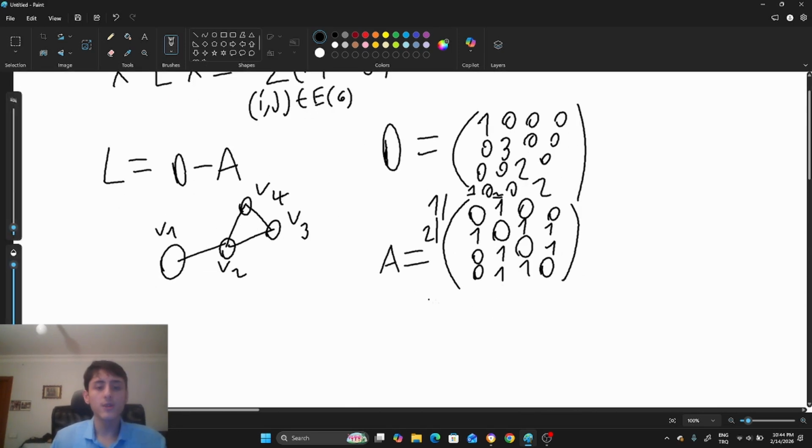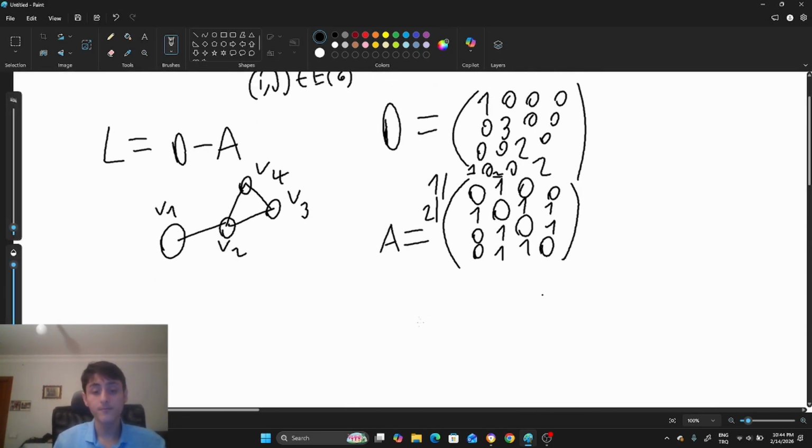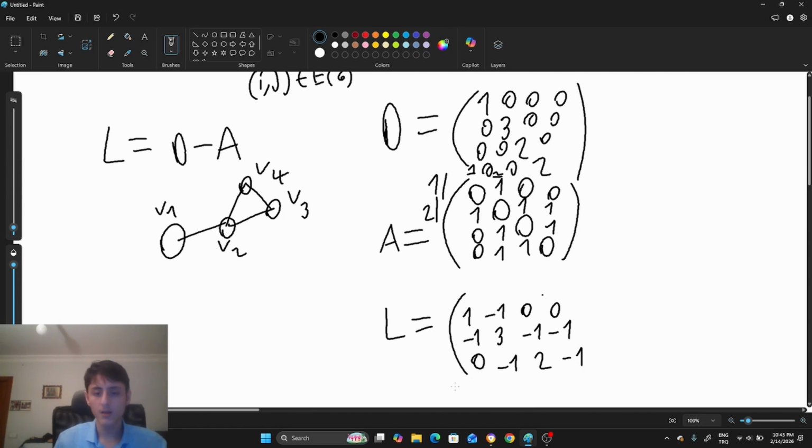So the Laplacian matrix is what you get when you subtract the adjacency matrix from the degree matrix. We just do matrix subtraction. The rows are: 1, negative 1, 0, 0; negative 1, 3, negative 1, negative 1; 0, negative 1, 2, negative 1; and 0, negative 1, negative 1, and 2. And realize that our Laplacian matrix is also symmetrical too.